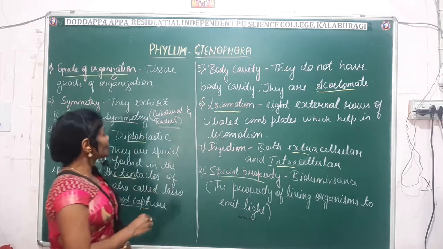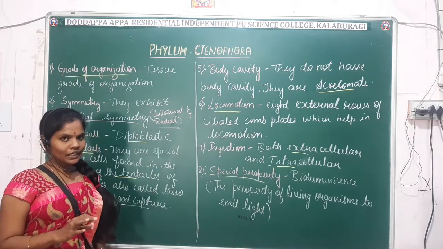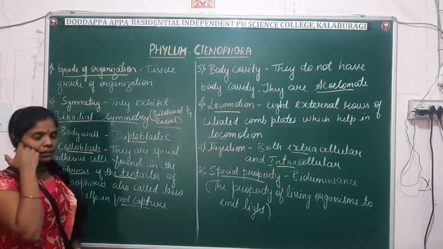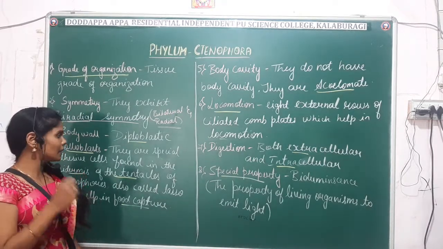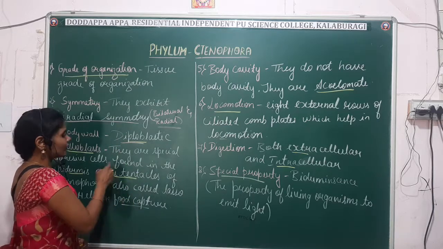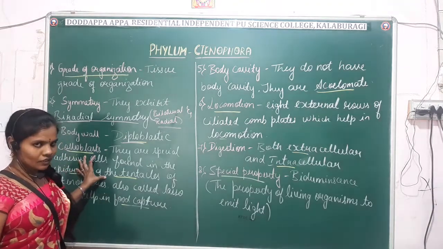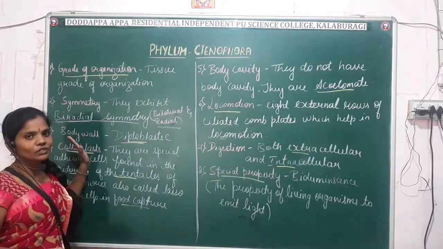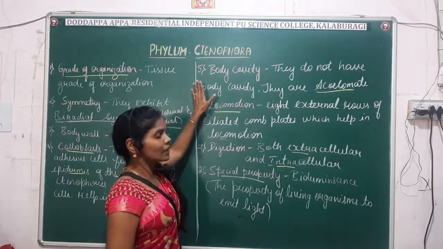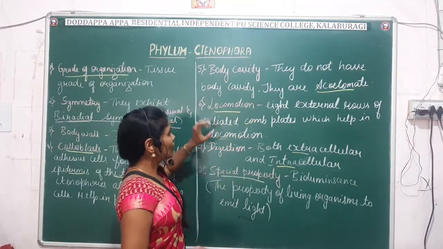So ctenophores are marine, pelagic and solitary animals with tissue grade of organization. They exhibit biradial symmetry and are diploblastic animals. They have special adhesive cells in the epidermis of the tentacles, commonly known as coloblasts, which help in food capturing. Next, the body cavity: ctenophores do not have any body cavity. They are acoelomate animals.